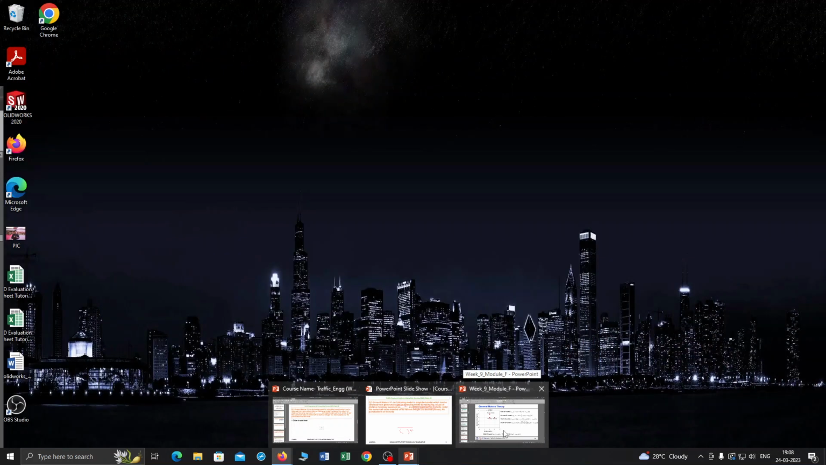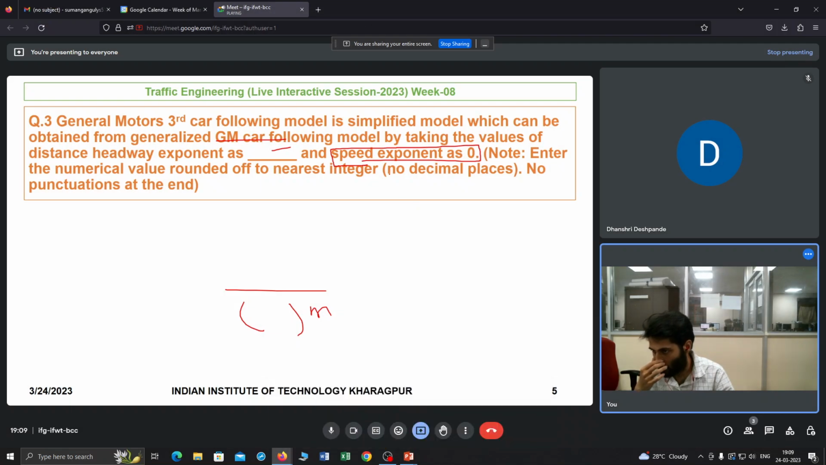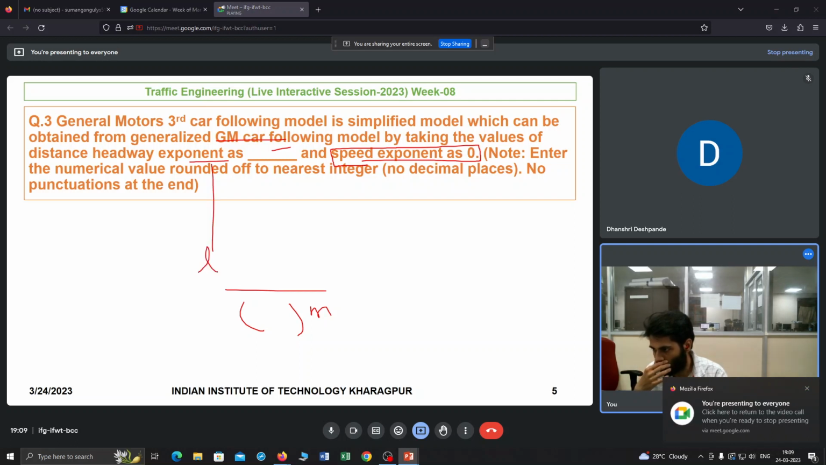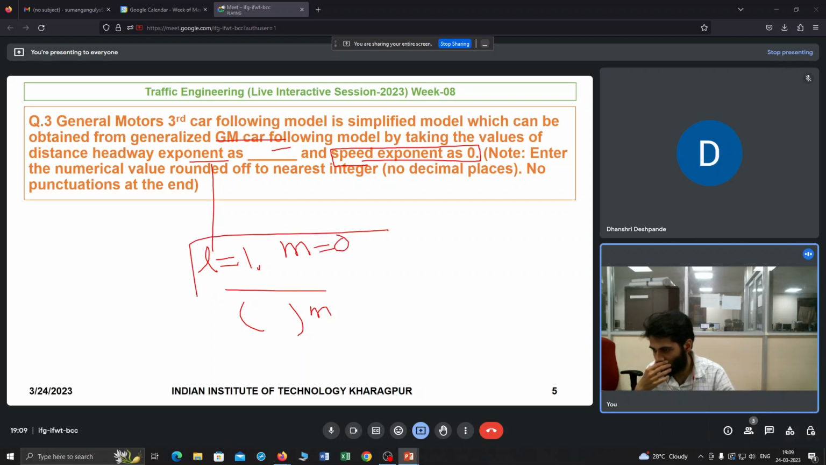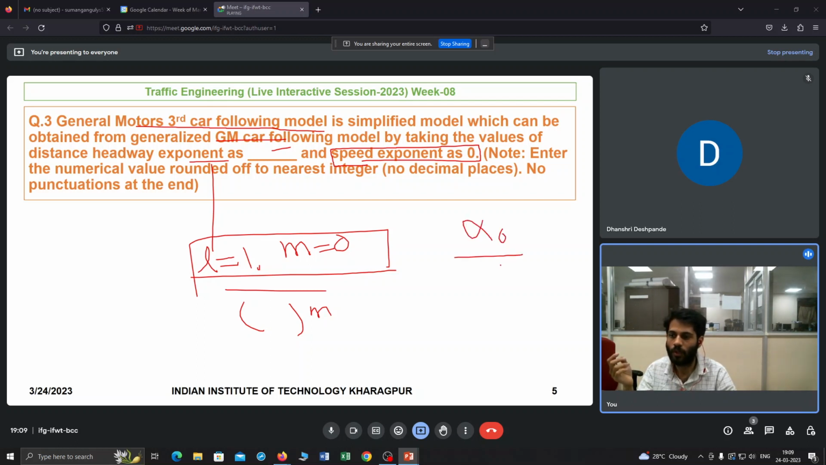Your M is the speed component, which is 0, and your distance headway component is actually L. So L equals 1 and M equals 0. So from the generalized car following model, you are getting the General Motors third car following model, which accounts for alpha 0, the distance or space headway, and the relative velocity. It does not include the speed component, which was introduced in the fourth and fifth models. So this is the answer.